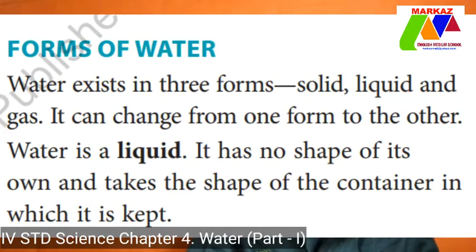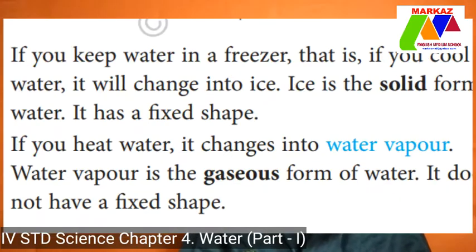Again, coming back to the topic, forms of water. Water exists in three forms: solid, liquid and gas. It can change from one form to the other. Water is a liquid. It has no shape of its own and takes the shape of the container in which it is kept. If you keep water in a freezer, that is, if you cool water, it will change into ice. Ice is the solid form of water. It has a fixed shape. If you heat water, it changes into water vapor. Water vapor is the gaseous form of water. It does not have a shape.